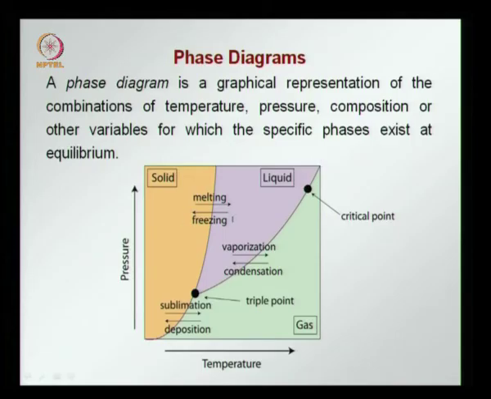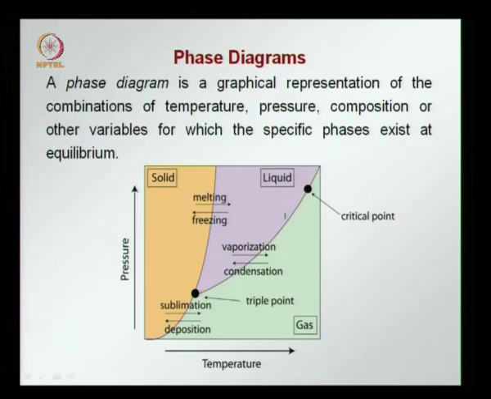Between these regions different phenomena can occur, changing the phase from one to the other. For example, here when temperature increases we can have the solid melting to form a liquid. When the temperature drops we can have the liquid freezing to form a solid.